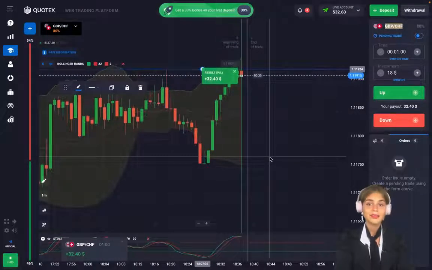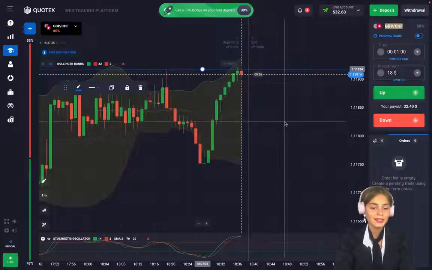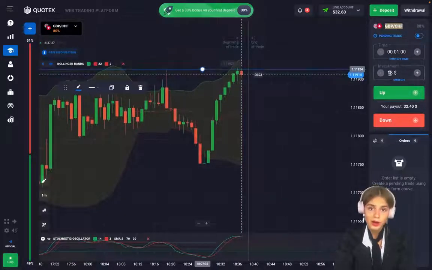Guys, great, we get the reaction we wanted from the level. I mean, the price rolled back down, and as the deal was with lower, we earned. We go on.